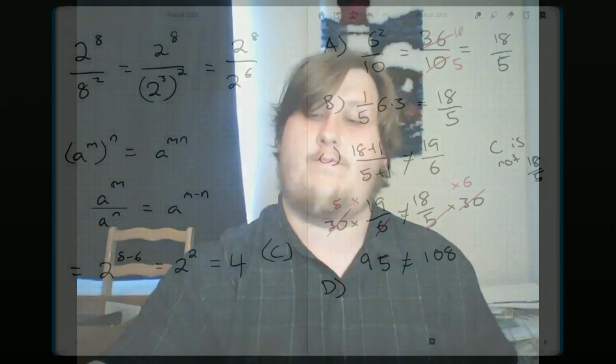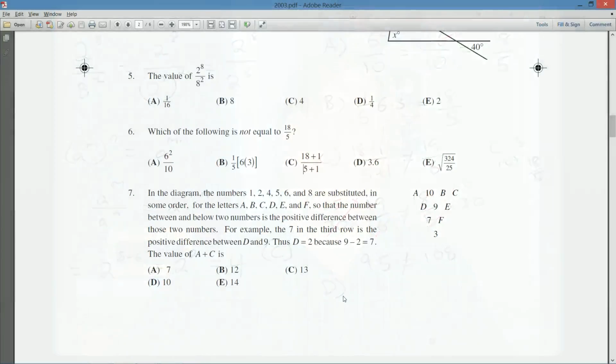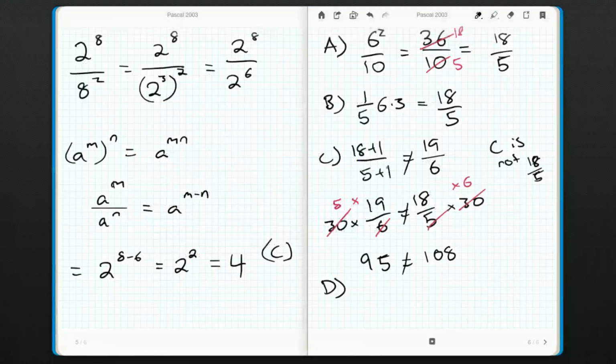If we do E and we think it's also not equal to 18 over 5, then we've got two competing answers and we need to do something. We need to double check our work and our arithmetic. So, D, 3.6. Well, how do I compare that to 18 over 5? I could do a couple things. One, I could actually work out the decimals for 18 divided by 5.